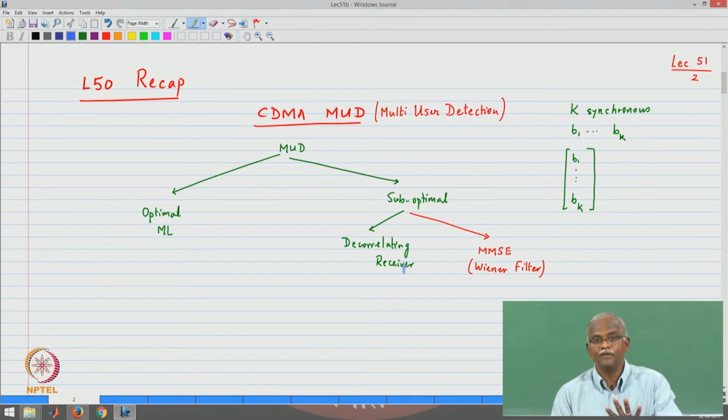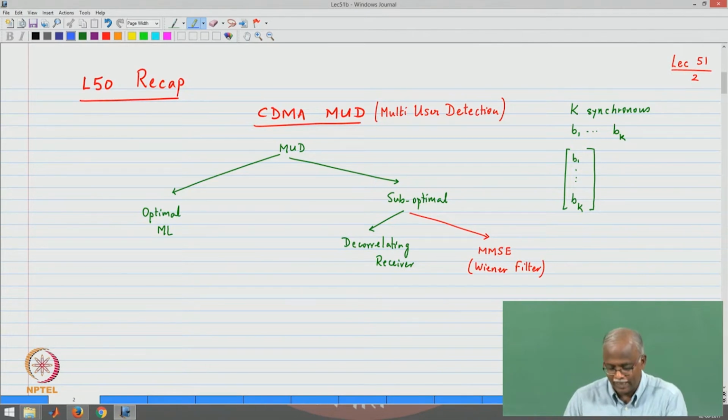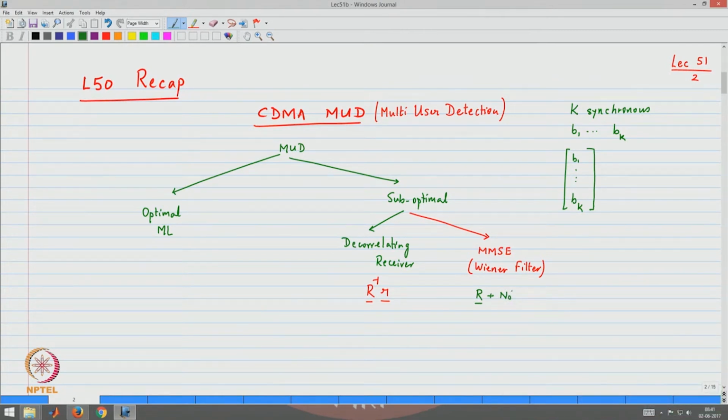A decorrelating receiver is one that computes the correlation matrix, the inverse of the correlation matrix, and then makes a decision based on that. So, this would be R inverse times R, the decision made by a decorrelating receiver. On the other hand, the MMSE receiver says it would use the matrix R. It also uses an estimate of the noise in the system.